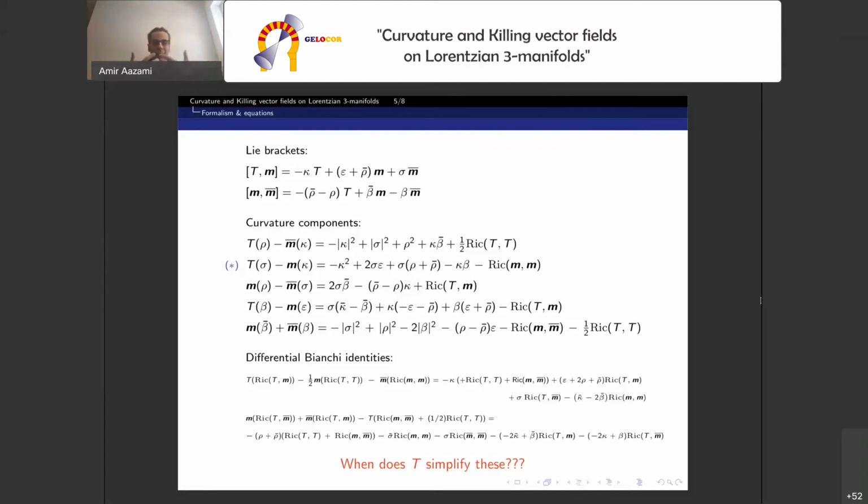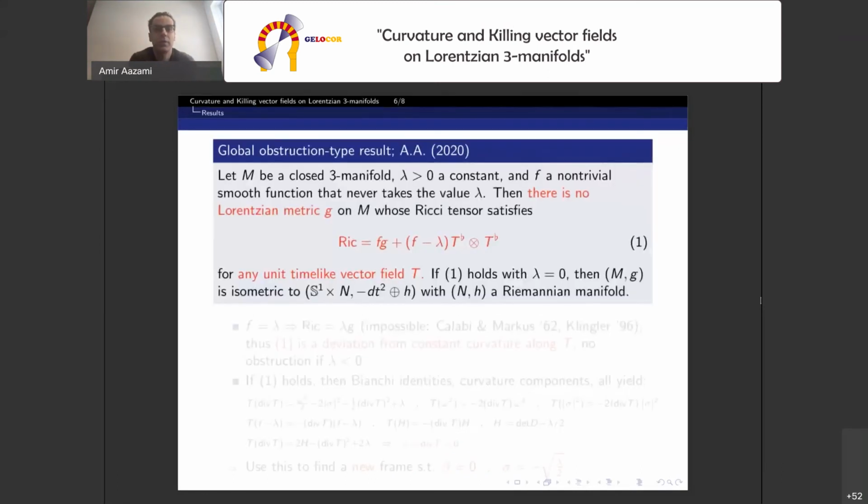It gives you direct links between the flow of T and the curvature of your manifold along these lines. Okay, so let me state some results now to end the talk. Remember I mentioned that there are global obstruction type results, and then there are local classification type results. Let me state a global obstruction result.